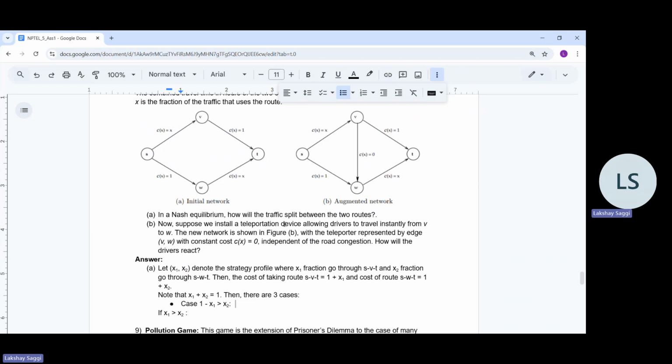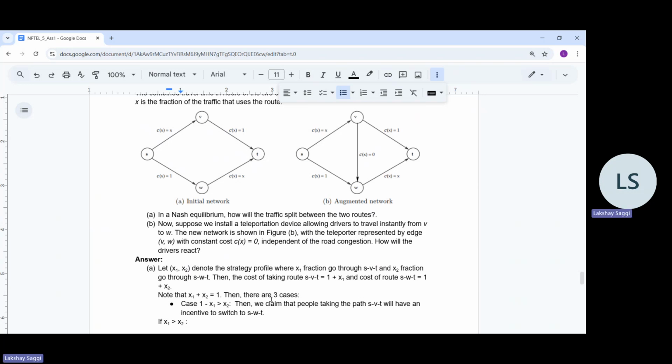And what this results in is that people will want to switch from the current SVT path to the SWT path. So maybe I should formalize this a bit. Then we claim that people taking the path SVT will have an incentive to switch to SWT.